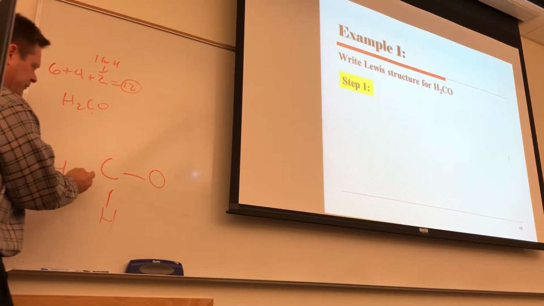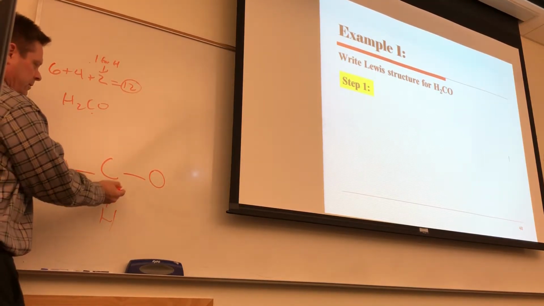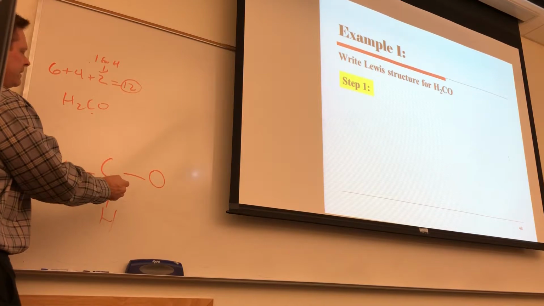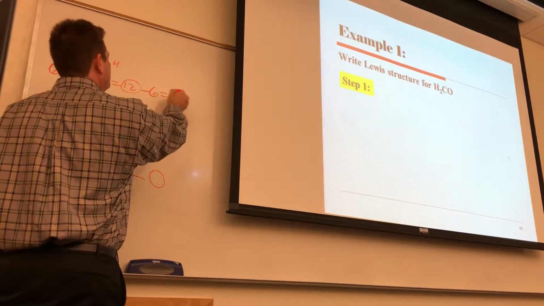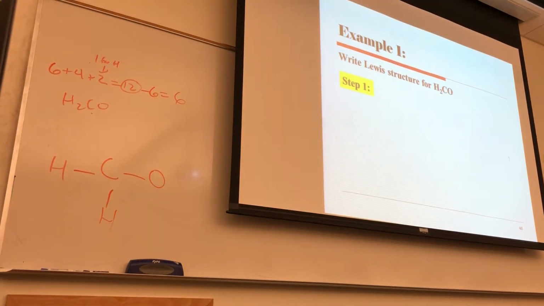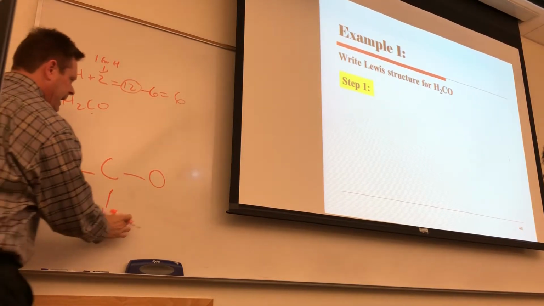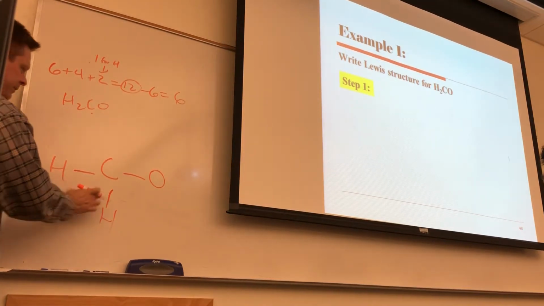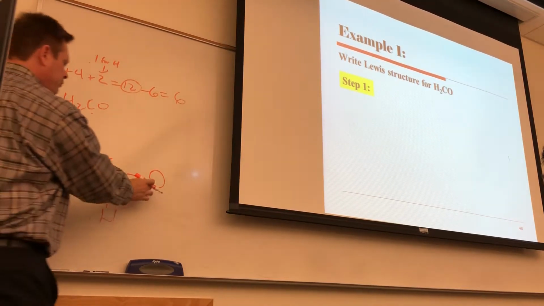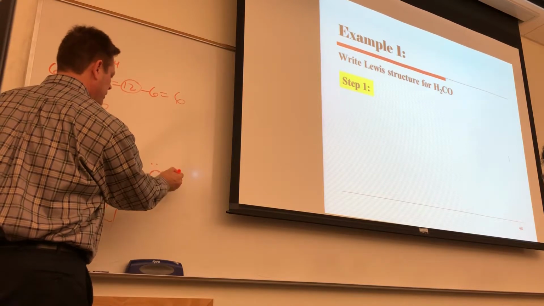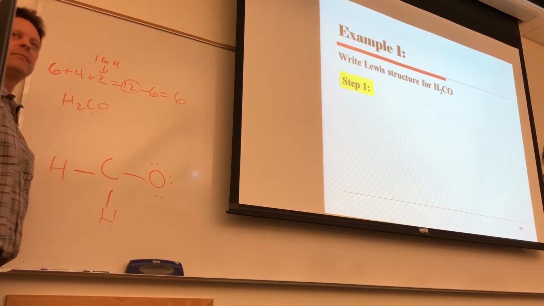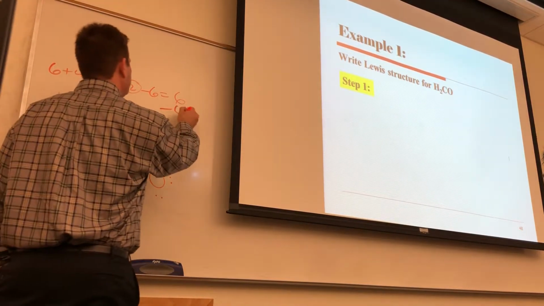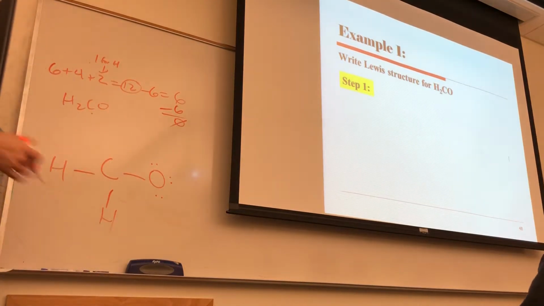Now I fill in 1, 2, 3 bonds. How many electrons are in this? 2, 2, so that's a total of 6. I had 12 to start, I just used 6, I have 6 left. The next thing I do is fill in the terminal atoms, this is the center atom. I fill in the terminals, this is already complete with 2 electrons. This one has only 2, so I say 2, 4, 6. Done. I filled in this terminal, so minus 6, I have 0 left. I can't add any more to it.